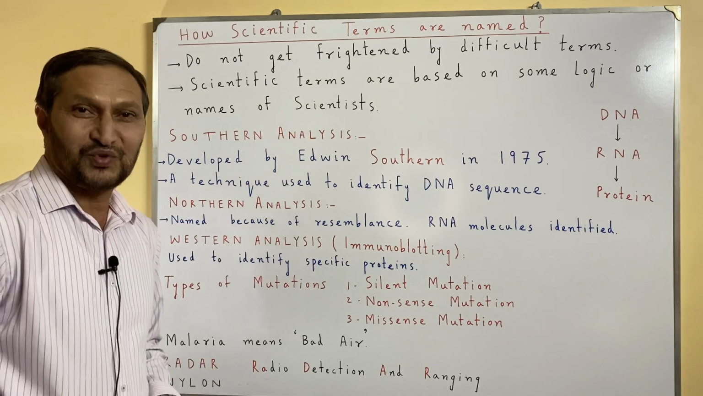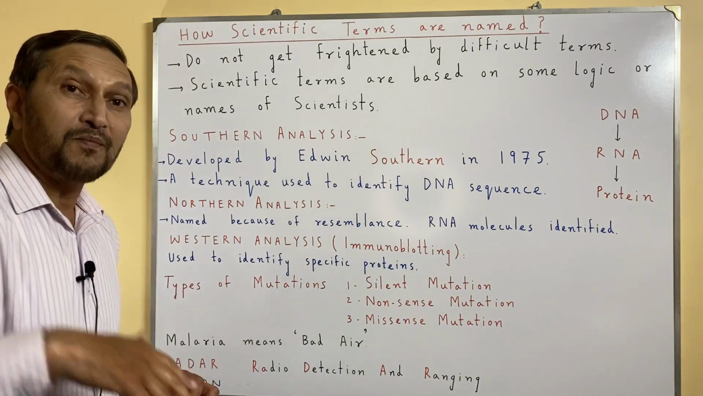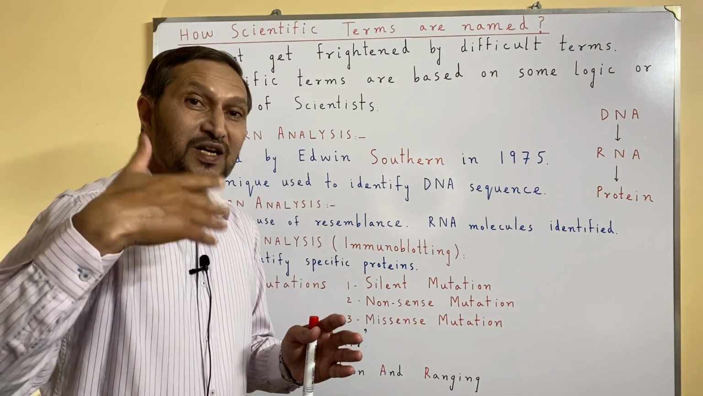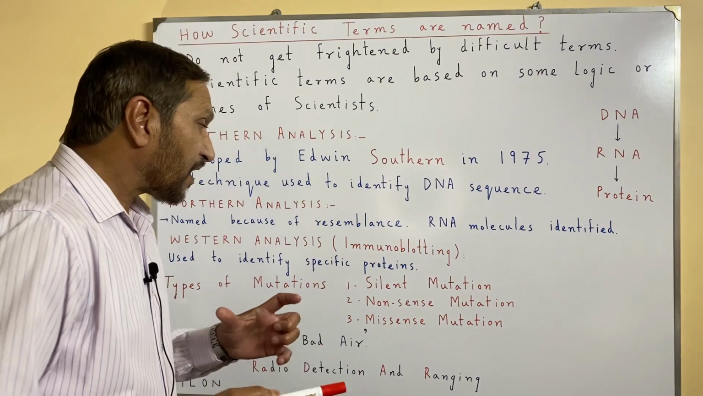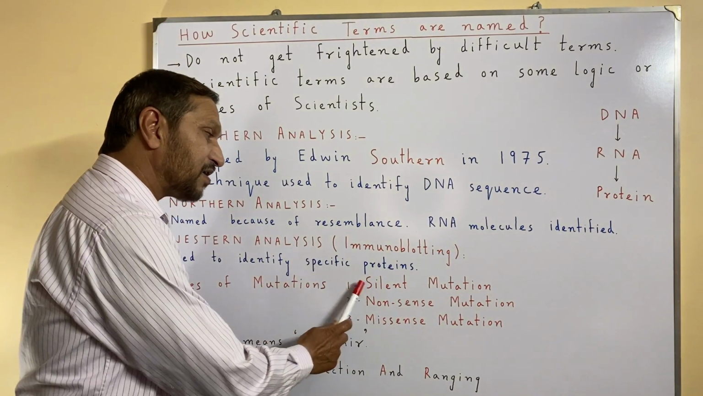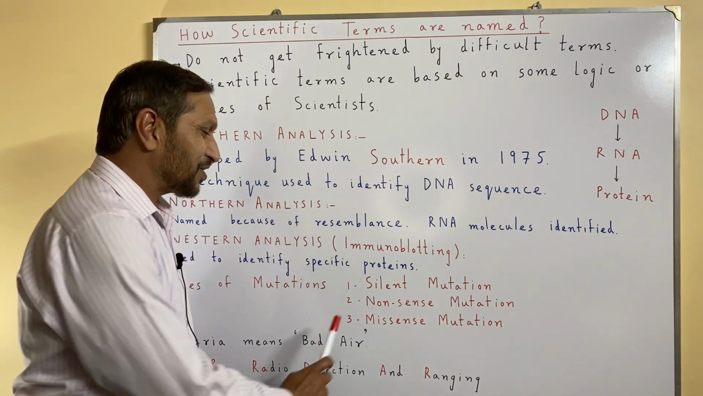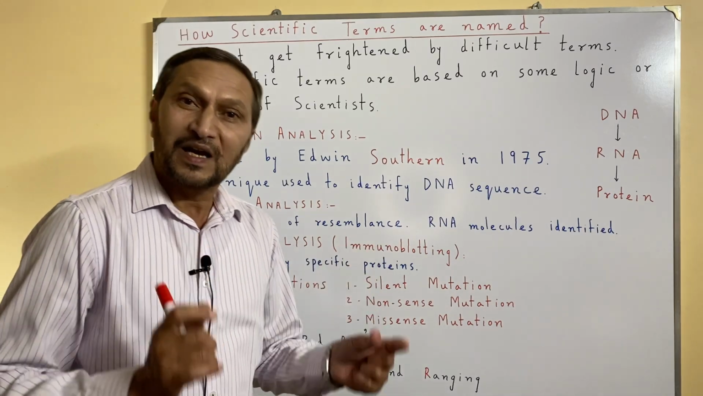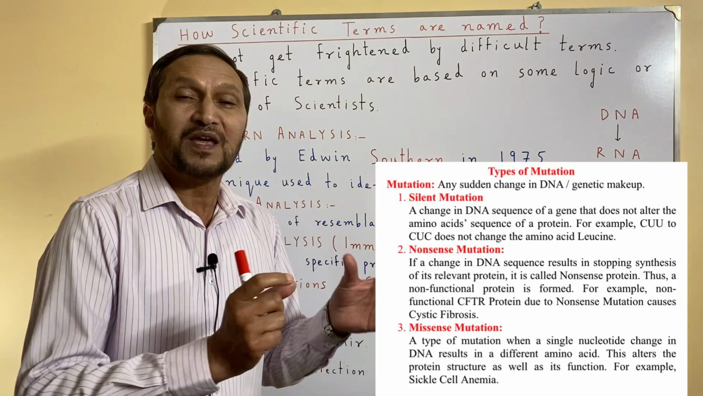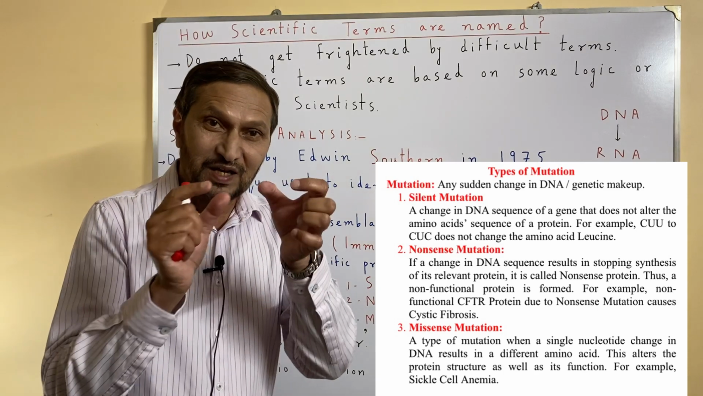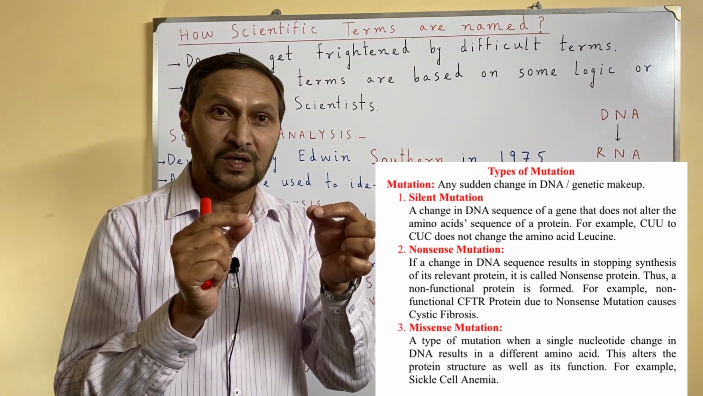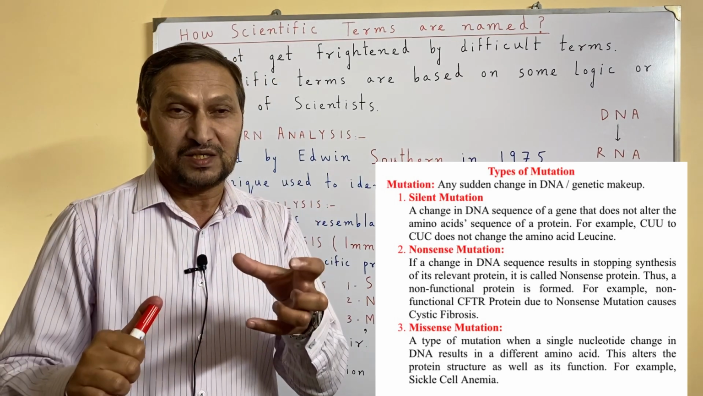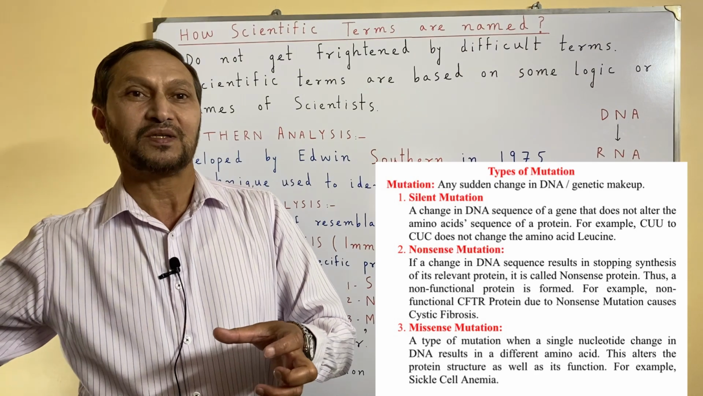Another thing: types of mutation. Mutation is when a sudden change takes place in the DNA or the genetic makeup. There are three types of mutation: silent mutation, nonsense mutation, and missense mutation. Silent mutation is called silent because it remains unexpressed. There is a change in the genetic code of the gene, but due to that change, there is no expression.